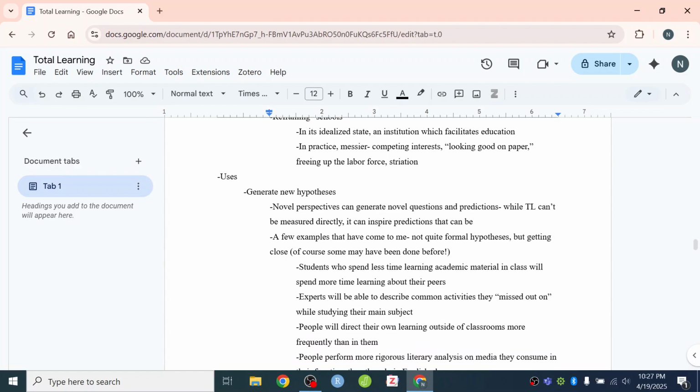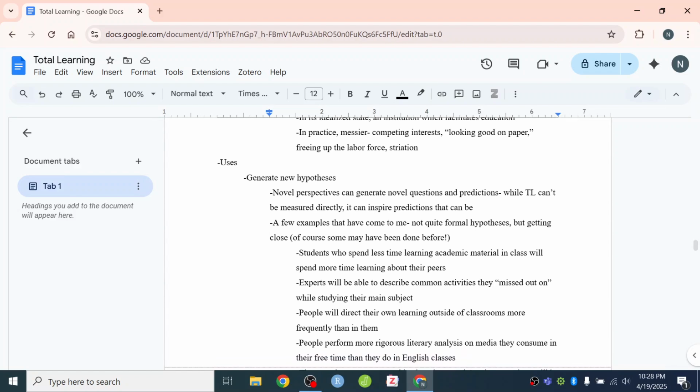People will direct their own learning outside of classrooms more frequently than in them. In the classroom, there's a teacher who's directing learning. Outside the classroom, learning is still occurring, but the individual must direct it themselves. No one is telling them what to do. These are all ideas that I've had coming from the total learning framework.